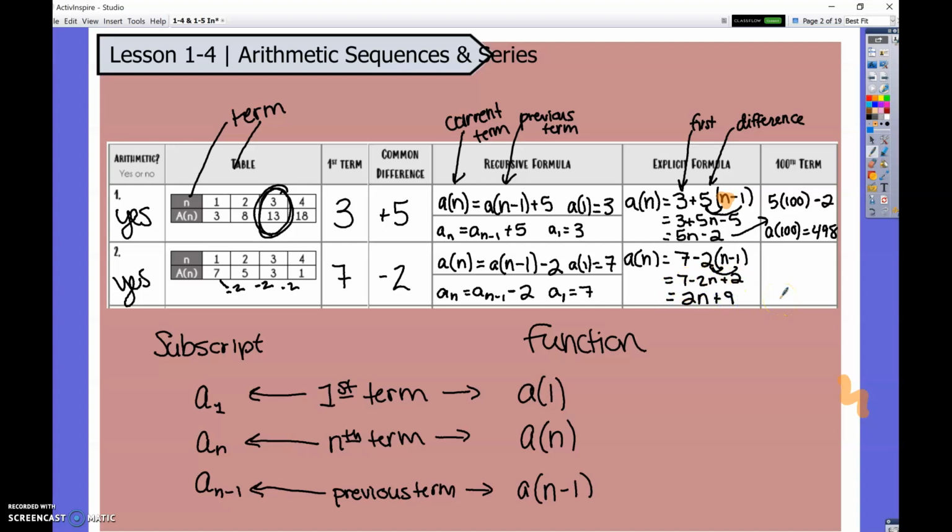To find my 100th term, I'd go ahead and plug that 100 into my equation. Now, I probably should make that negative there. My apologies. Make sure that negative comes down with it. So I'd have negative 2 times 100 plus 9, and that would give me negative 200 plus 9, which equals negative 191.